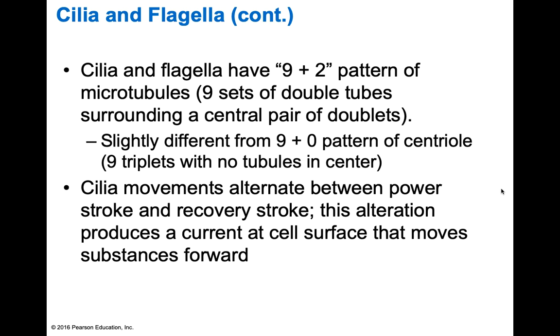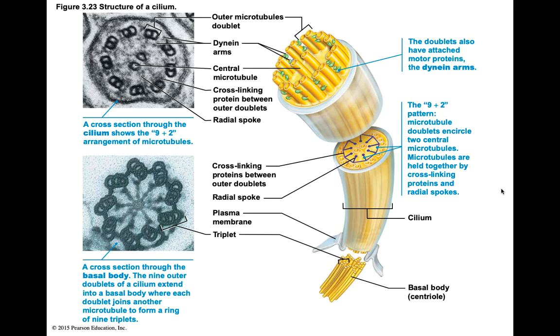Cilia movements alternate between power stroke and recovery stroke. This alternation produces a current at the cell surface that moves substances forward. So this is how cilia actually function. You're more familiar with the spiral or whipping motion of a flagellum, a long tail that drives the whole cell to move, whereas the cilia alternate between power strokes and recovery strokes in order to move substances past the cell. And when you have a whole bunch of them working together in a tissue, you can sweep substances along the surface of the cells pretty rapidly.